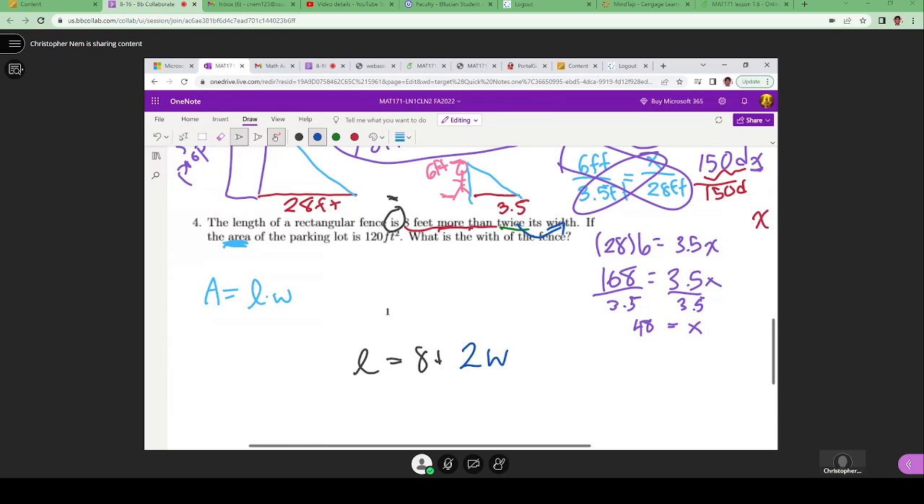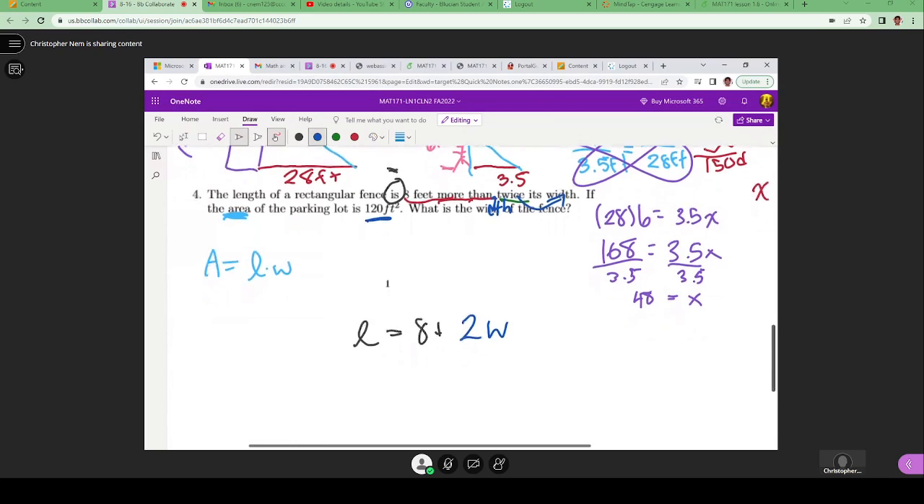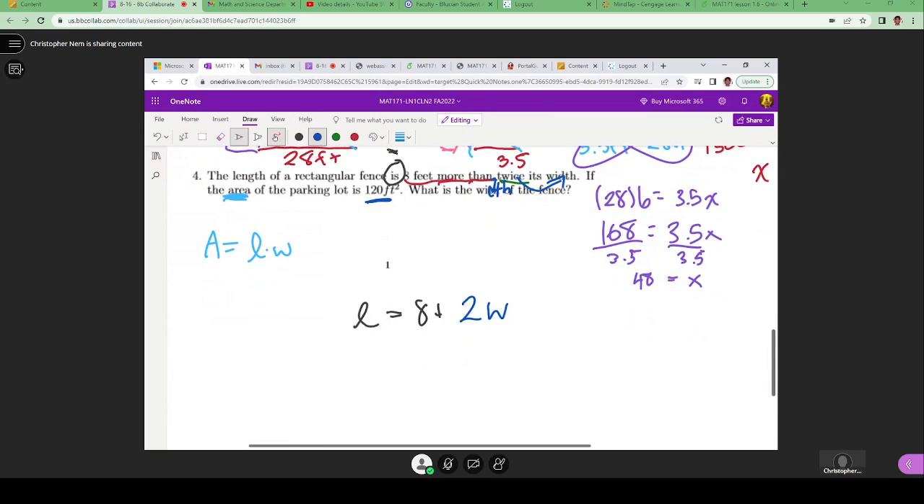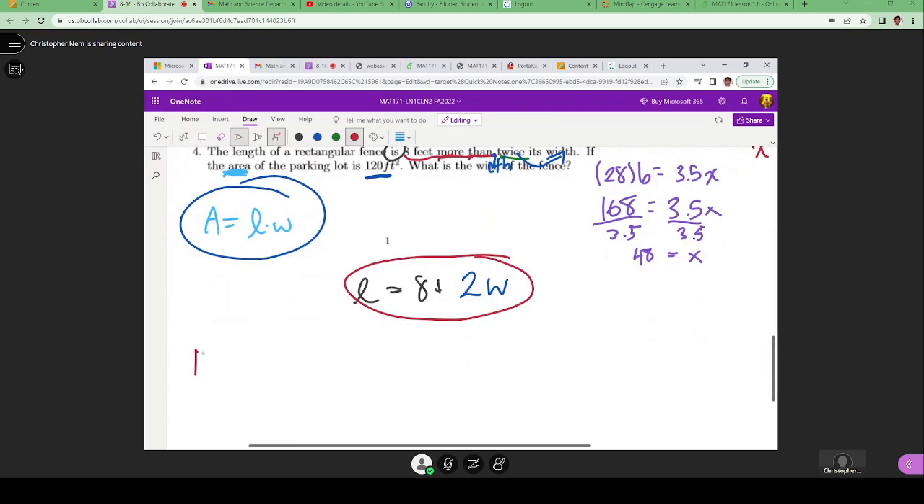If the area of the parking lot is 120 feet, what is the width? This is supposed to be the word width. I apologize. What is the width of the fence? Spelled width wrong. So our area is 120 feet. We're going to be using this formula. Well, this is what length is equal to. I don't know what width is. The question wants me to figure out width. However, I know the area is length times width, so I can rewrite this as 120. That's what the area is, equals length times width.